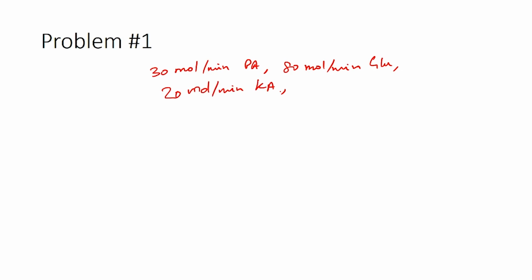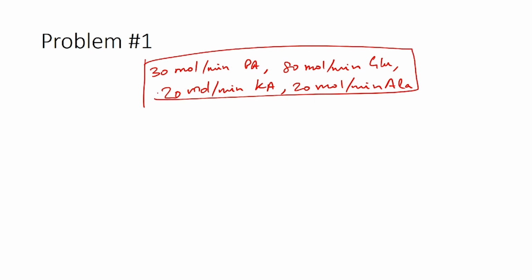The final product stream we have would contain 30 moles per minute of pyruvic acid, 80 moles per minute of glutamine and 20 moles per minute of ketoglutamic acid and 20 moles per minute of alanine which are leaving the system. So, this would be the exit stream.